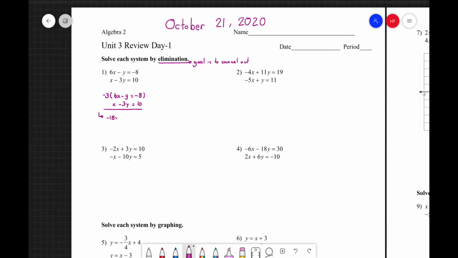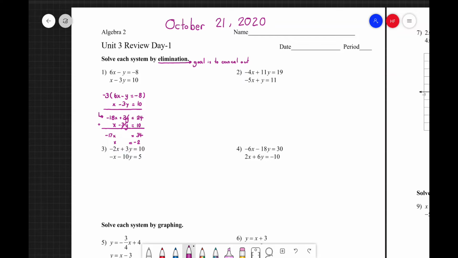So I have negative 18x plus 3y equals positive 24. x minus 3y equals 10. And now I'm going to add these together. What I wanted was to eliminate one of my variables, and I did. Negative 18x plus an x is negative 17x. 24 plus 10 is 34. And then I'll divide out that negative 17, and I get that x is negative 2.